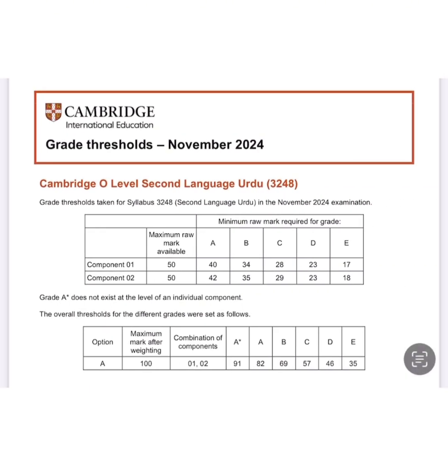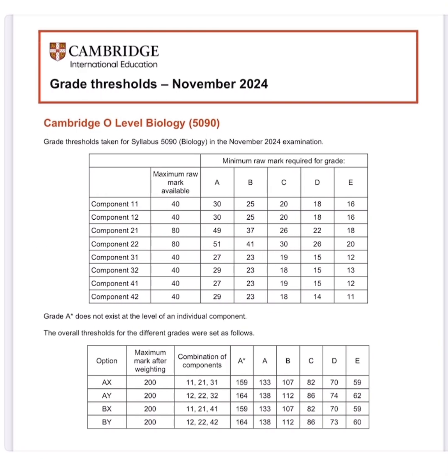For Cambridge O-level second language Urdu, you have two components. You need to score 40 out of 50 and 42 out of 50, and for combining you need to get 91 marks to get an A star, and for A you need to score 82 marks.